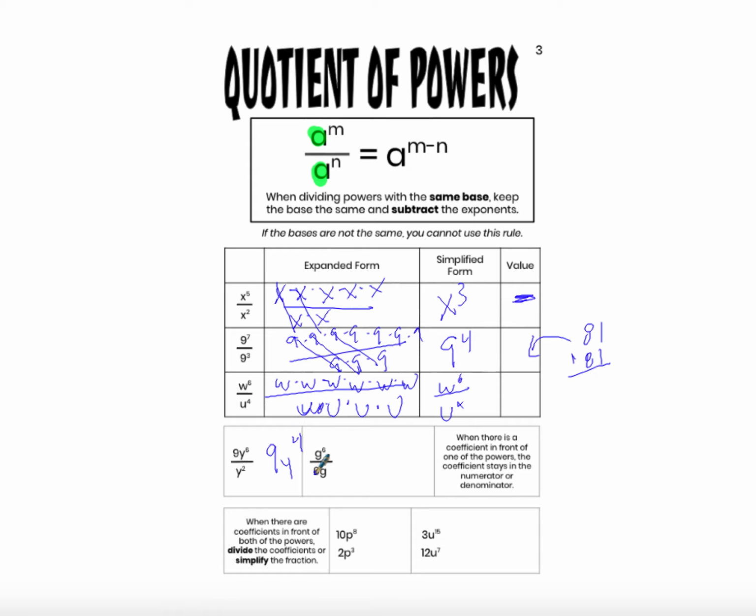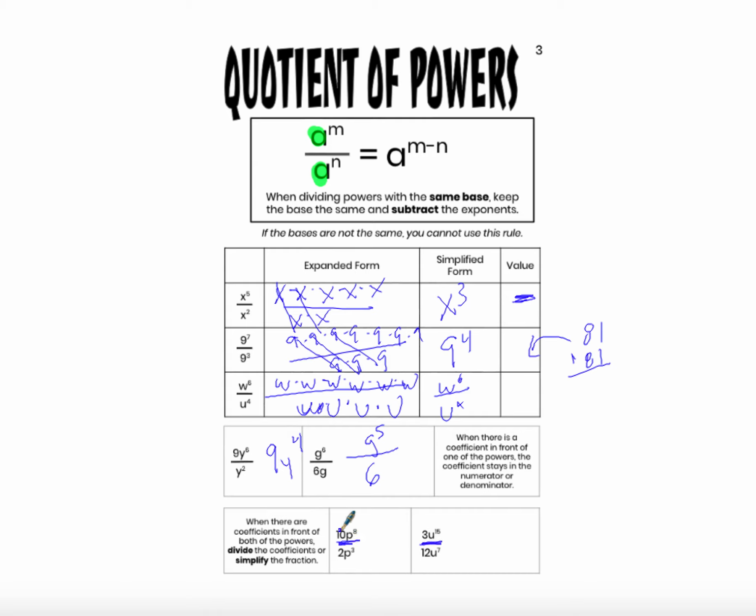If there is a number in the denominator, just leave it in the denominator. Really common for students to just try to magically move it up. So this is like 1/6. Keep that in the denominator. G to the 6th divided by g. Use that quotient rule. 6 minus 1 is g to the 5th.